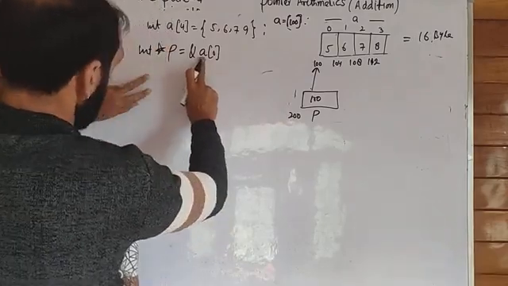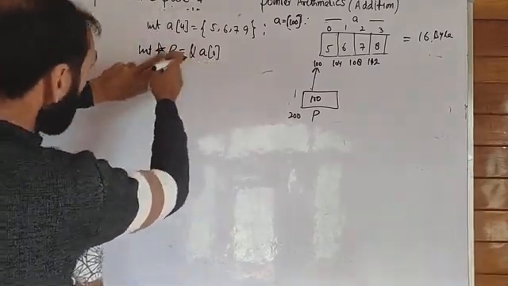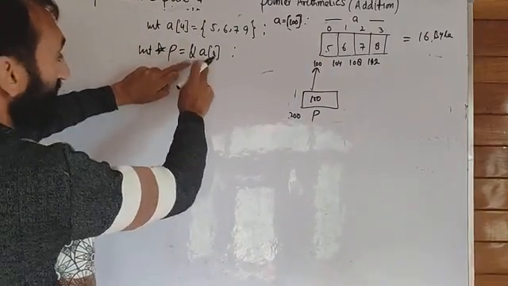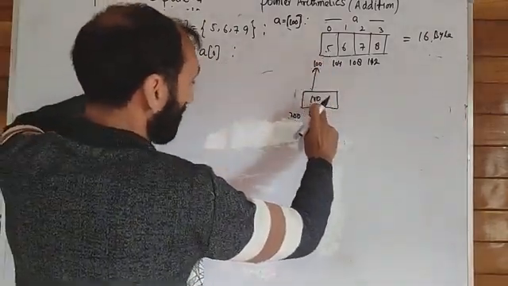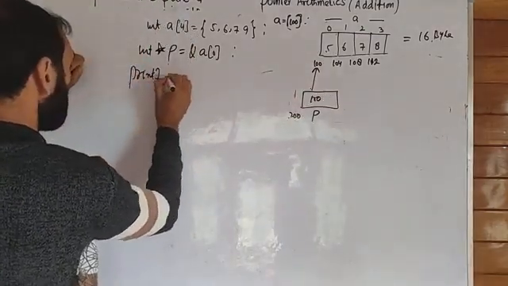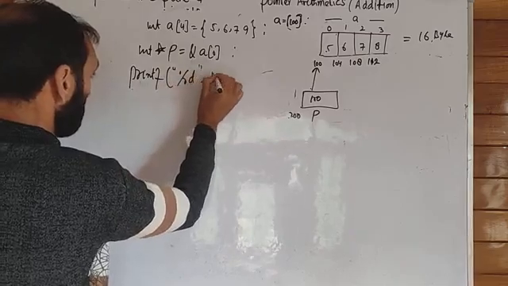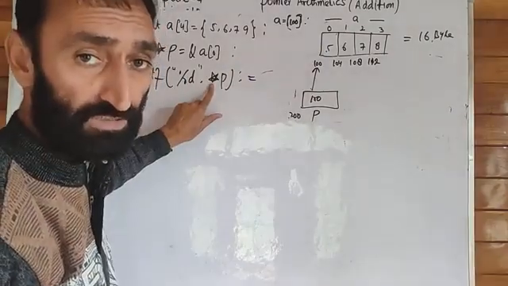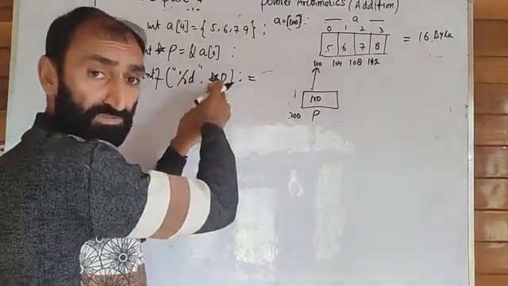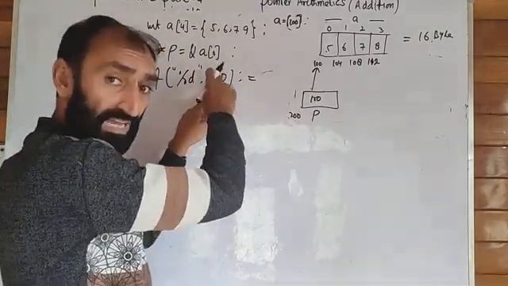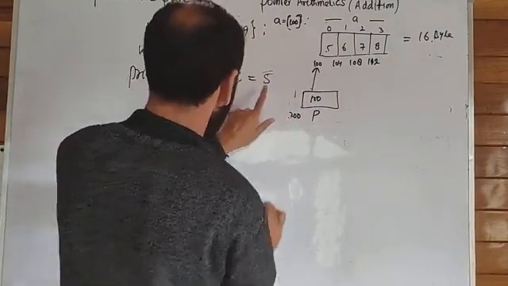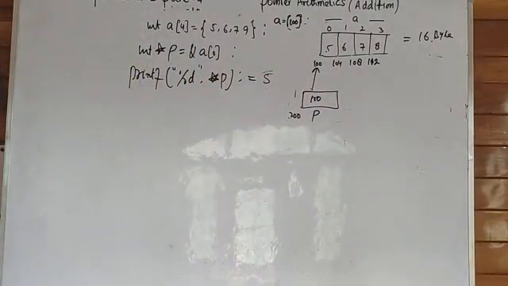If I write pointer P equal to address of A of 0, that means P stores the address of A of 0, so P is initialized to 100. If I print the indirection operator of P, that means the value present at the address 100, the output will be 5, so 5 gets displayed.